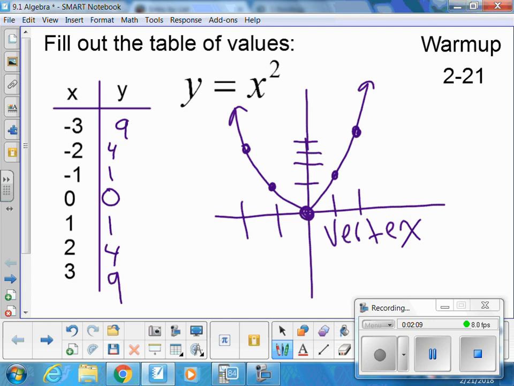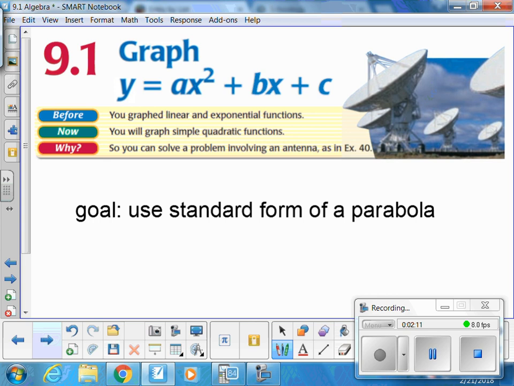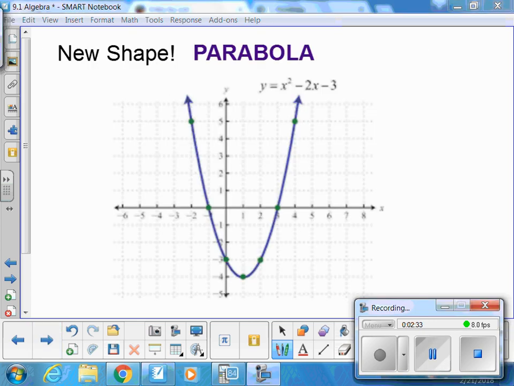Okay. So the lesson is officially called 9.1 Graphing y equals ax squared plus bx plus c. Okay, so here's our shape. It is called a parabola. This particular parabola is opening up towards the sky. I'm going to let you know what value can tell you that it's opening up towards the sky.